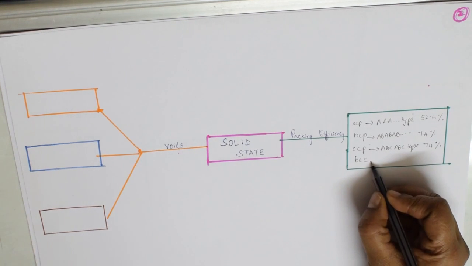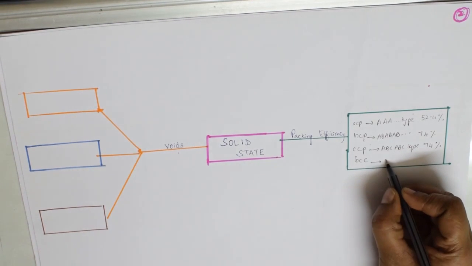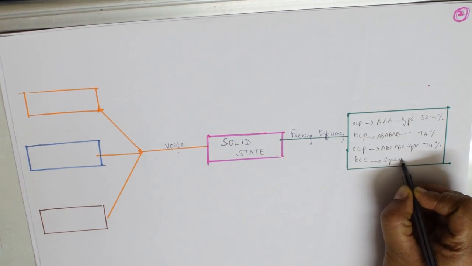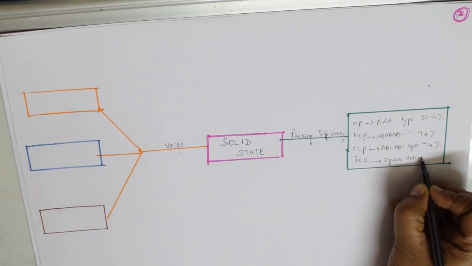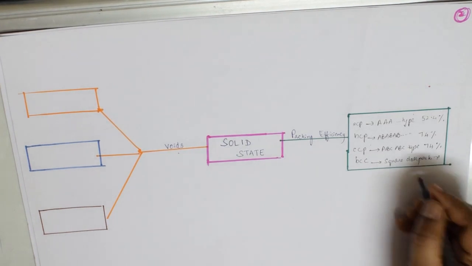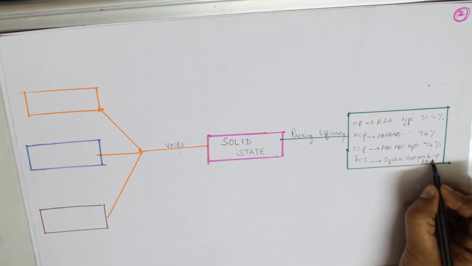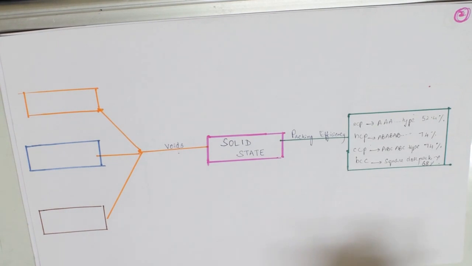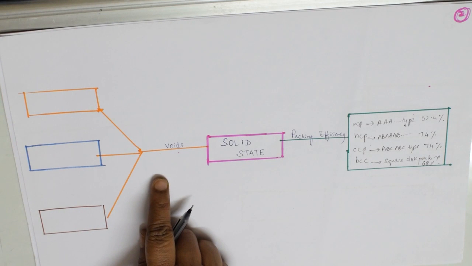When I speak about BCC packing, here it's nothing but square close packing. So in BCC the type of packing is square close packing. What is the packing efficiency here? 68% is the packing efficiency. So example is lithium and sodium. Done, students? Now when I speak about voids, what are voids? Basically the gaps in between, isn't it? Right.